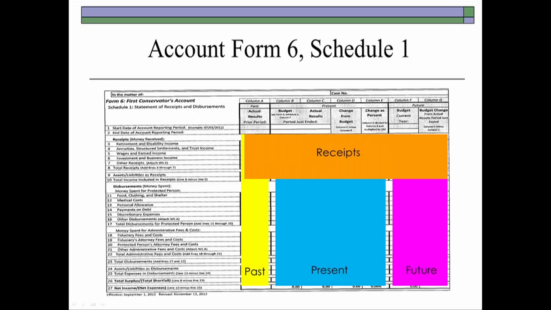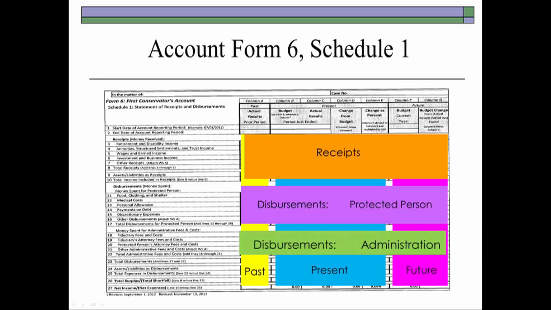The top part of the form is where you're going to record all the receipts from lines 3 through 7, all monies received. Lines 11 through 17 are disbursements that are essential for the survival and maintenance of the protected person. And lines 18 through 22 are for money spent for the administration of the conservatorship: legal fees, fiduciary fees, and administrative costs.